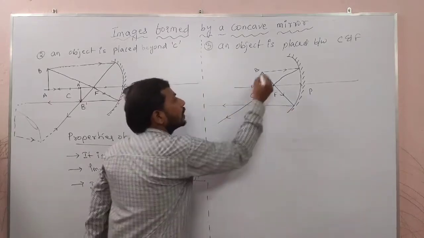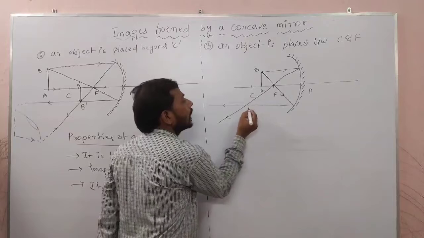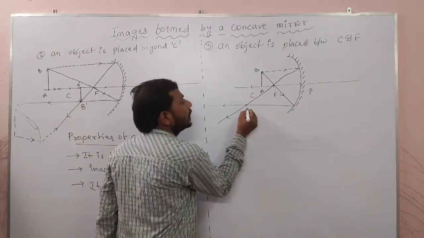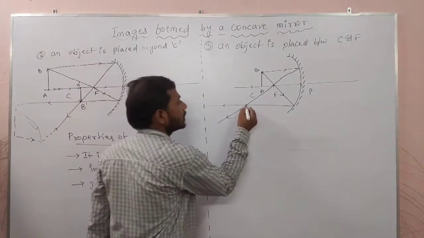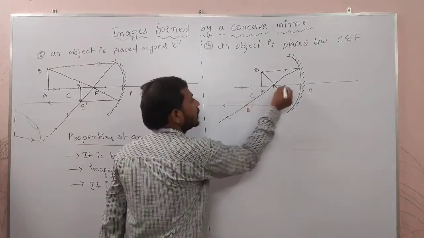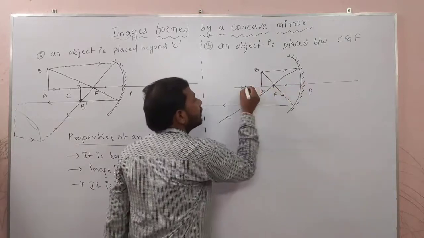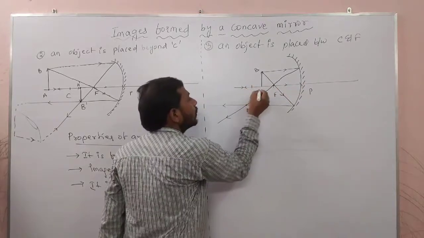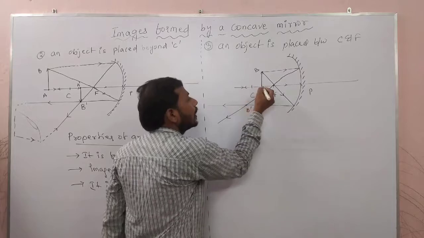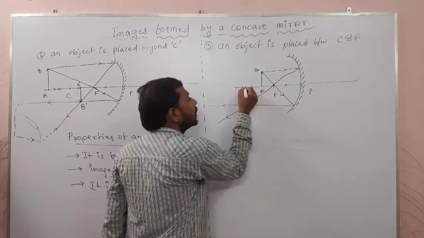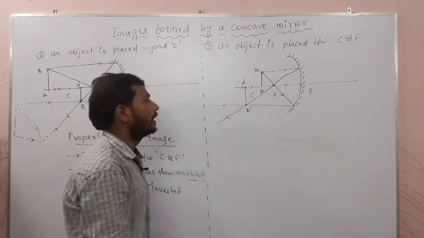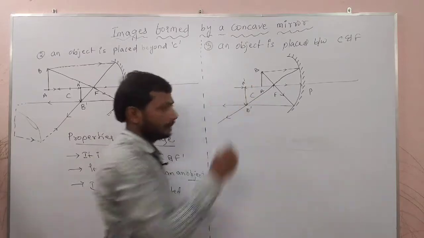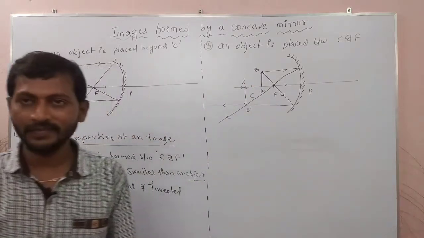Now observe, this is the location of B. Where did we get the image of B? This is B dash. Now automatically, if the incident ray comes like this, the reflected ray will move in the opposite side. So where is A? Opposite to B only. Then I am going to say this is A dash and this is B dash.